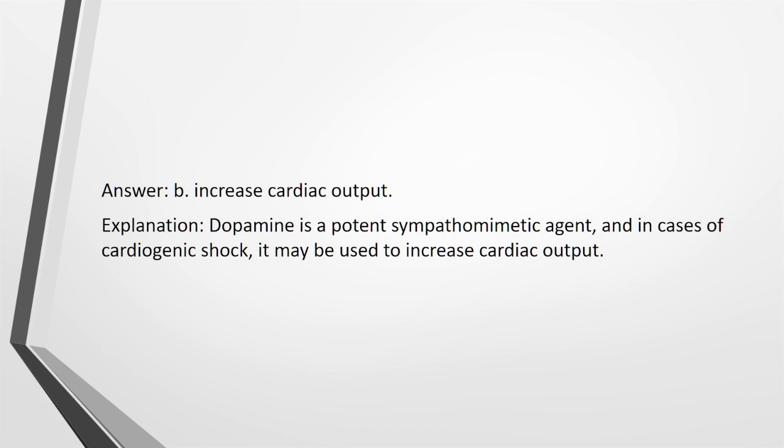Increase cardiac output. Explanation: dopamine is a potent sympathomimetic agent, and in cases of cardiogenic shock, it may be used to increase cardiac output.